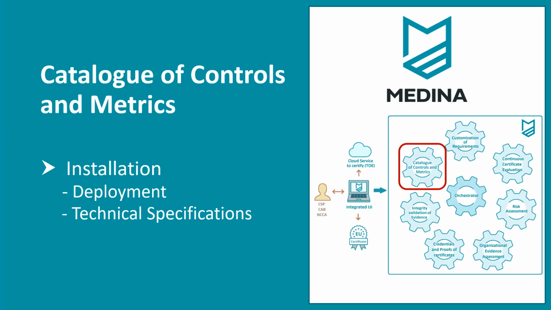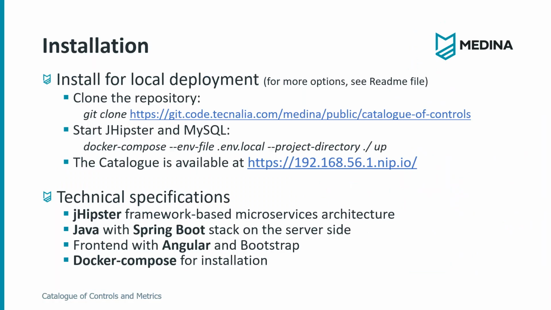Next, we will give some technical details about the component and explain how to install it. The installation for a local deployment is pretty simple. First, clone the repository of the catalog. Then, execute a Docker compose up with .env.local as the environment file. Afterwards, the catalog will be available at this nip.io address.